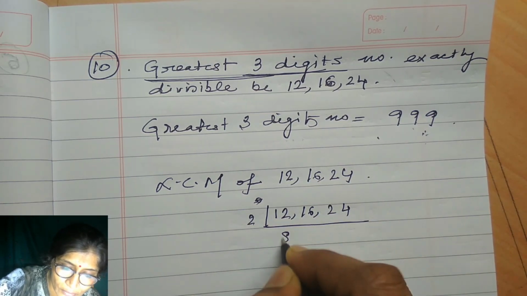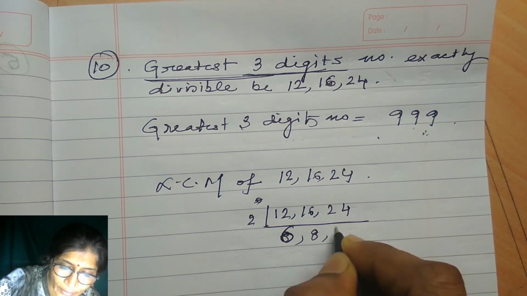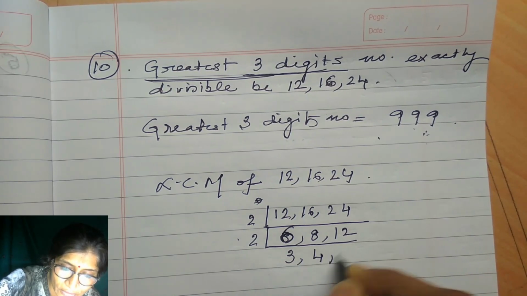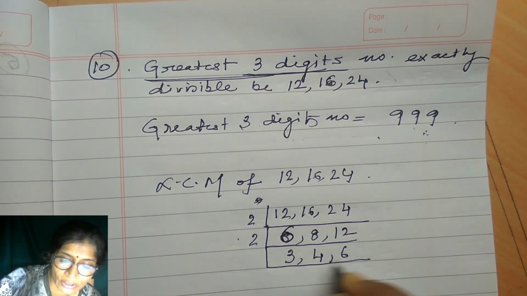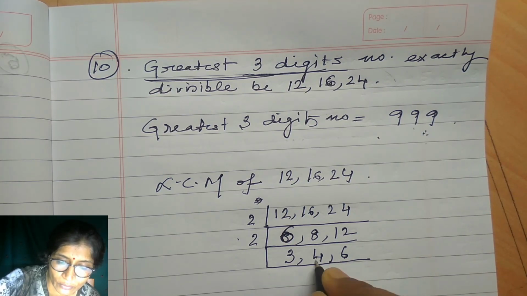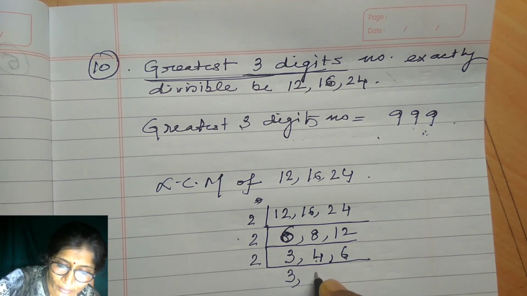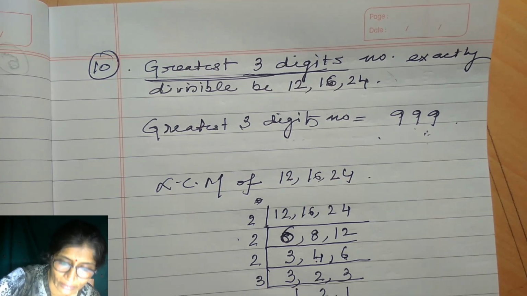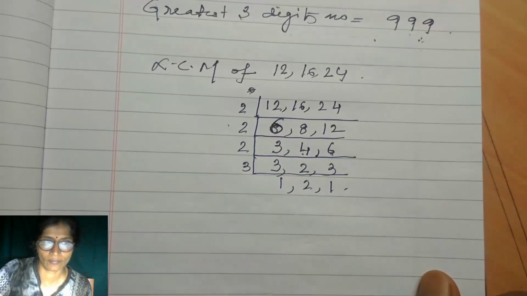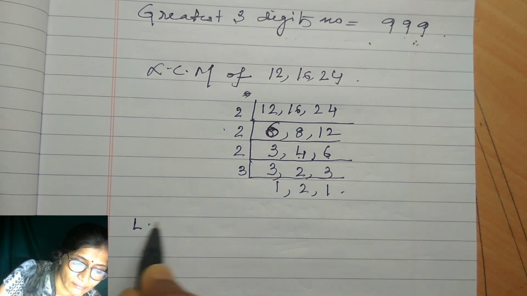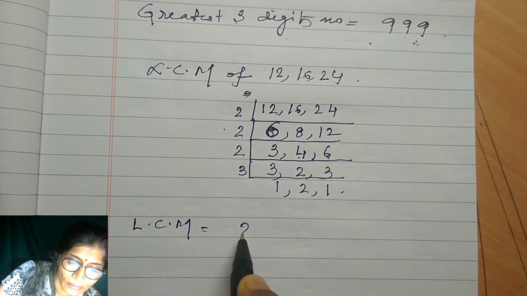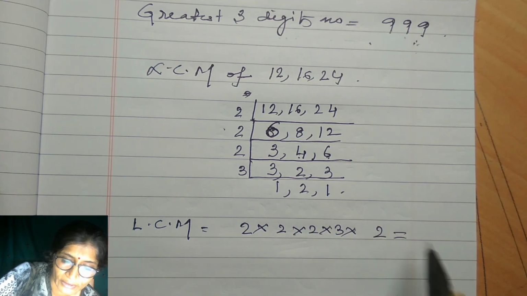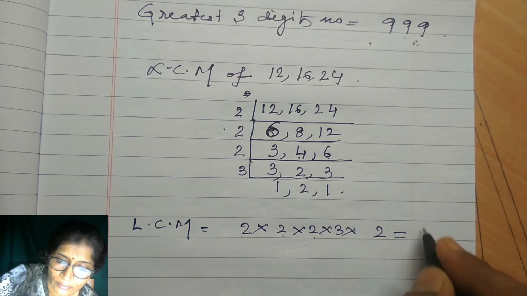So 2, 6, 2, 8, 12, then 2, 3, 4, 6. Then these two terms are divisible by 3 and these two by 2. So first I will write here 2, 3, 2, 3. Then 3, 1, 2, 1. So your LCM will be equal to 2 into 2 into 2 into 3 into 2, that is equal to 48.